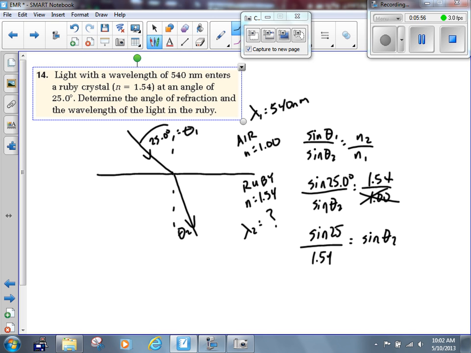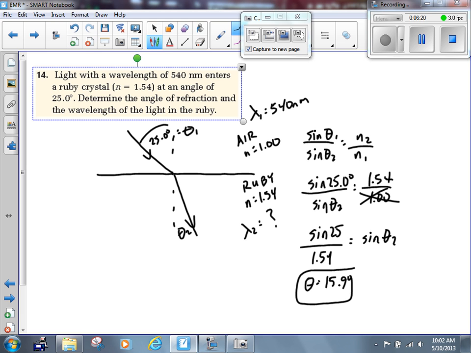Let's calculate the number on the left-hand side, and then let's take the inverse sine, or the second function sine of that. What do we get when we take the second function sine of sine 25 over 1.54? 15.9 degrees. We predicted an angle that was smaller than 25.0 degrees, and sure enough, we ended up with a value that was smaller than 25 degrees.